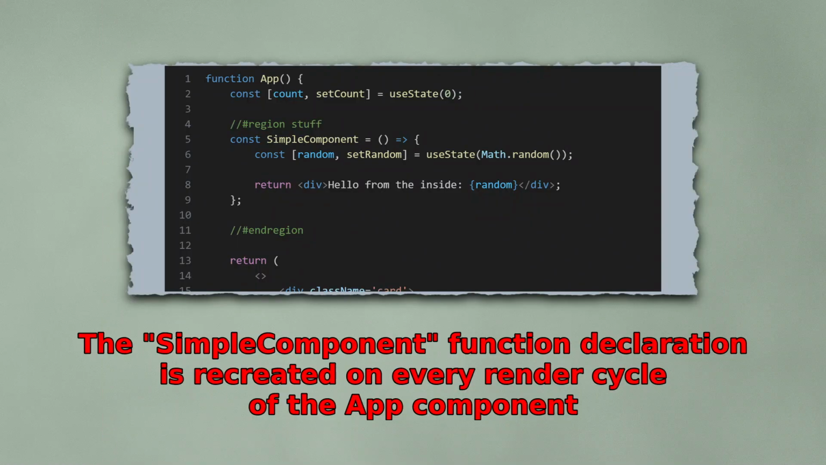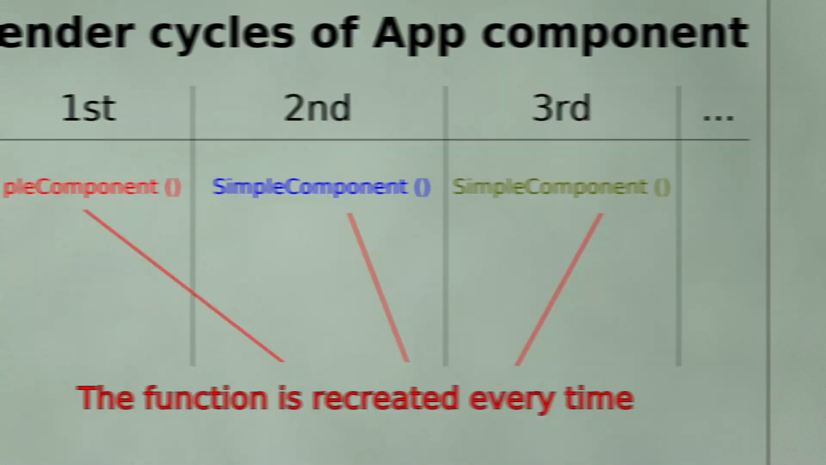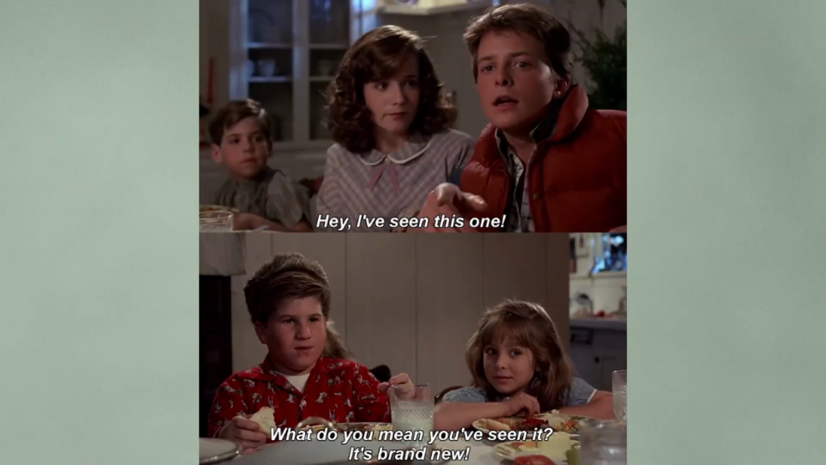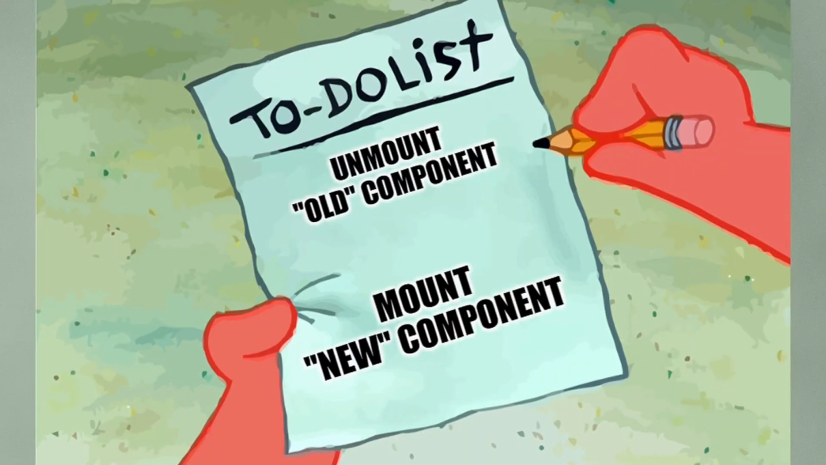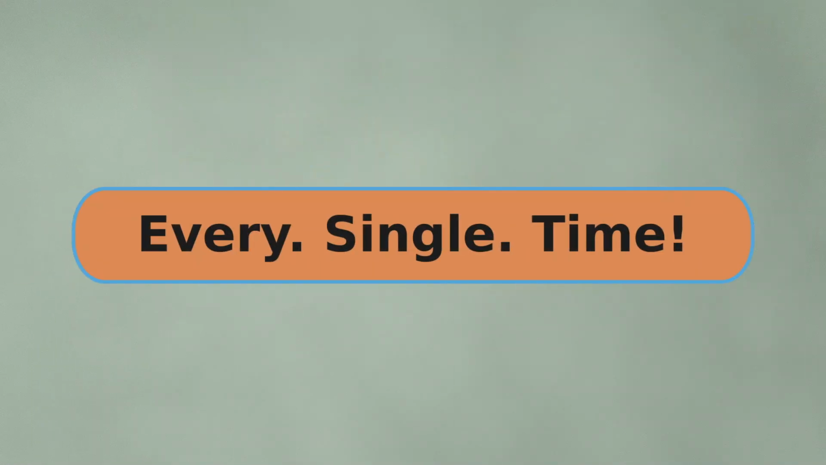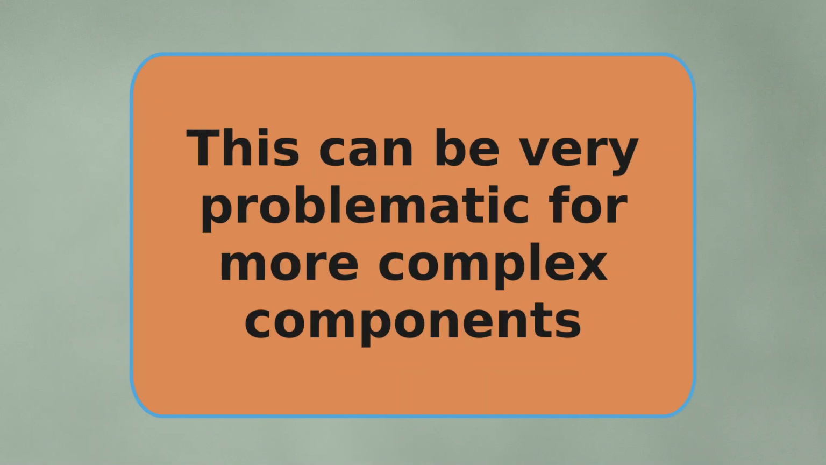The function declaration for the inner component is recreated on every render cycle, which means React thinks it is a completely different component each time. So it has to unmount the old one and mount the new one every time the app component is updated. And this can be even more problematic if that inner component is more complex than in this example.